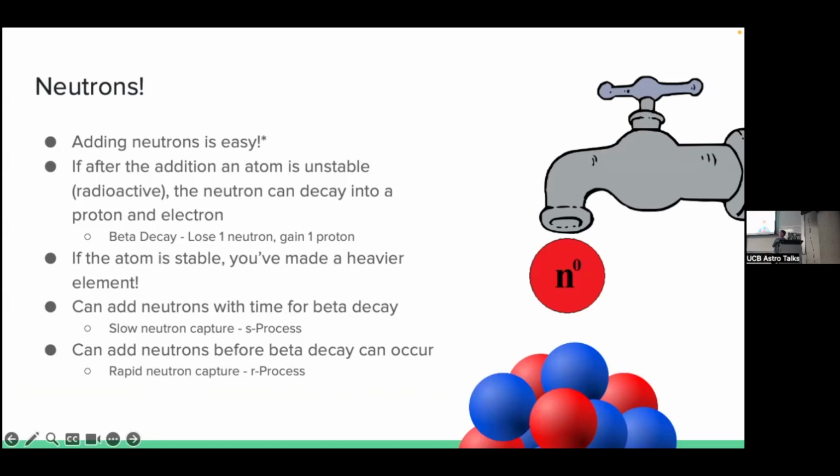And so there are two names for these processes. There's the slow neutron capture process, the one at a time, when you have just a very slow trickle of neutrons, S process. Or when you have the fire hose of neutrons, R process, rapid neutron capture process, because there's no time for the atom to beta decay.